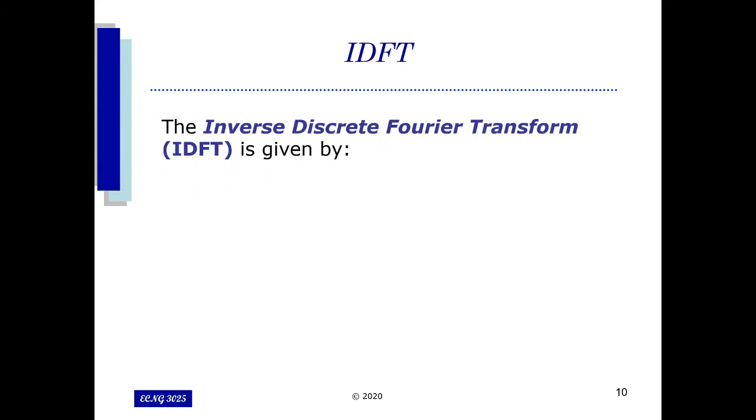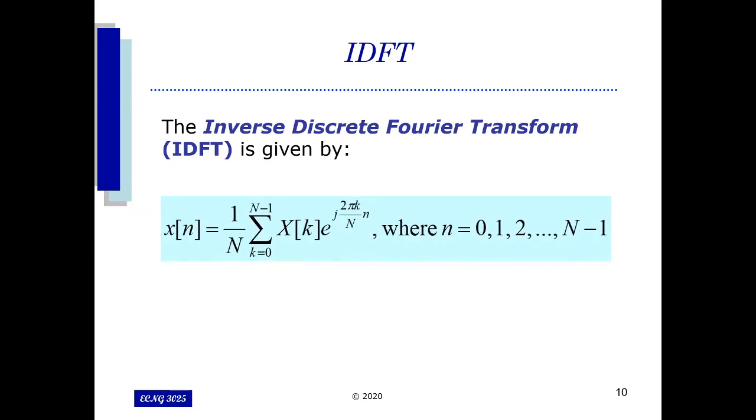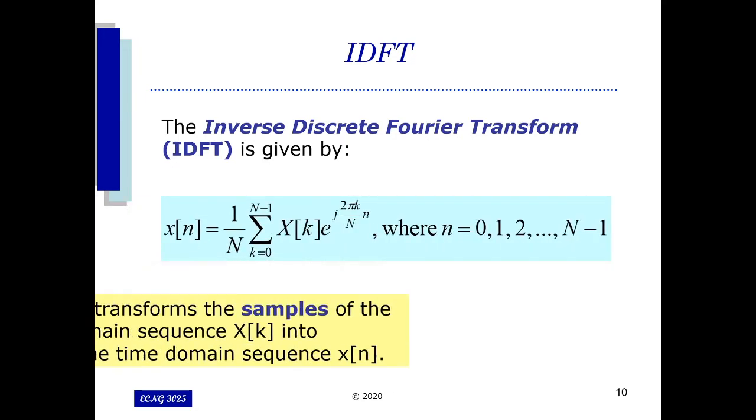Now any transform that exists means that an inverse transform must exist. So the transform exists to move from time to frequency. The inverse transform here exists to move from frequency back into time.